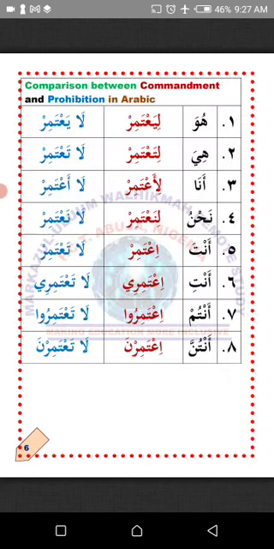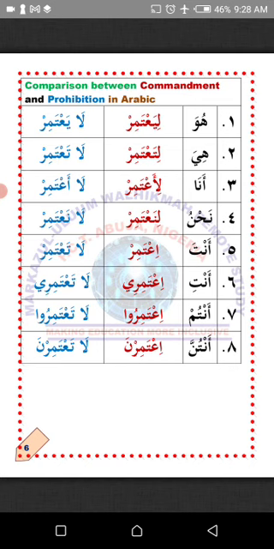MashaAllah. Now the comparison between amr, commandment, and nahy, prohibition. Wahid, number one. Huwa, he. ليعتمر, he should perform umrah. لا يعتمر, he should not perform umrah. اثنان, number two. Hiya, she. لتعتمر, she should perform umrah. لا تعتمر, she should not perform umrah. ثلاثة, number three. أنا, I. لأعتمر, I should perform umrah. لا أعتمر, I shouldn't perform umrah.